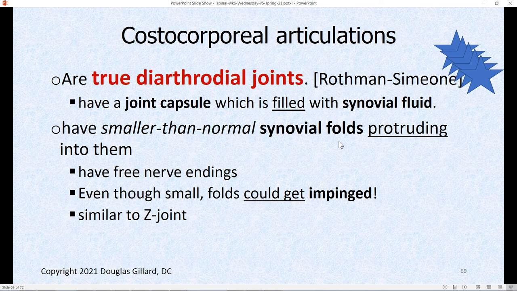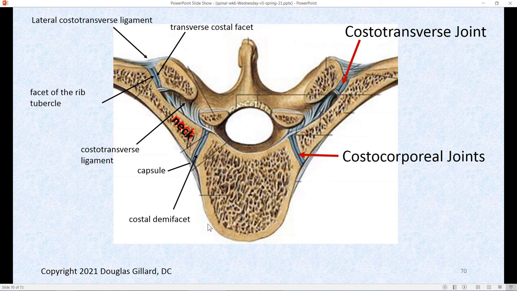All right, we don't need to go over the anatomy again. And yeah, all the costal vertebral joints are true diarthrodial joints. They're a little weird though. They have a smaller than normal synovial fold that protrudes out, so it's not going to get pinched like it could in the cervical or lumbar spine. I'm talking about the Z joints in those regions, which also have a synovial fold. It has free nerve endings, so it definitely can be a source of pain. It can get pinched, very similar to a little Z joint, really, or a little facet joint.